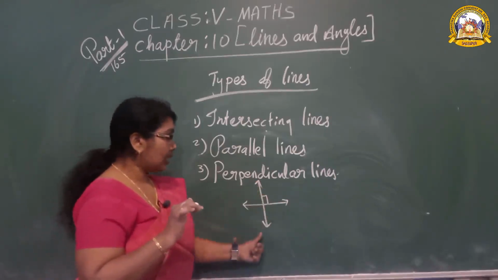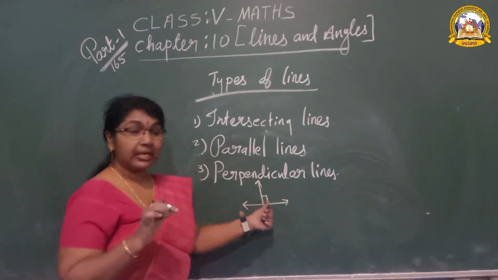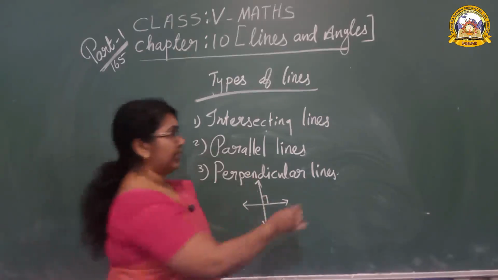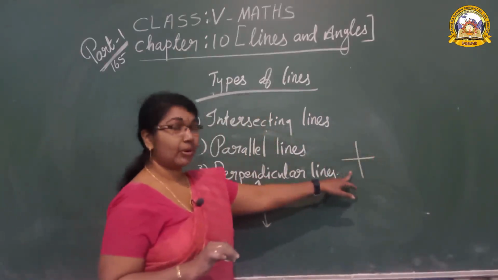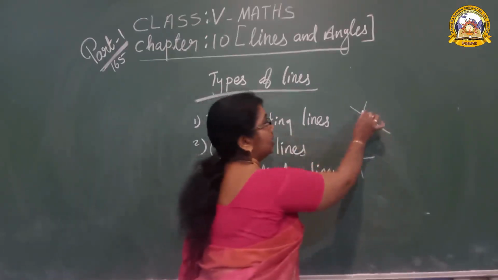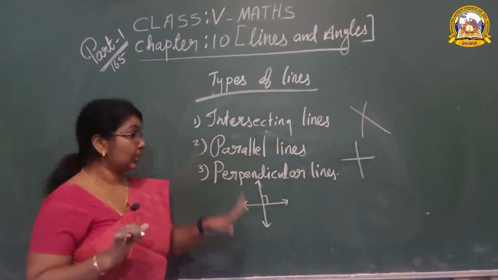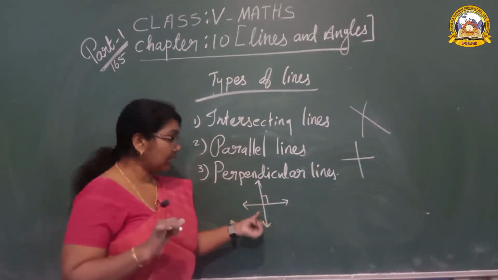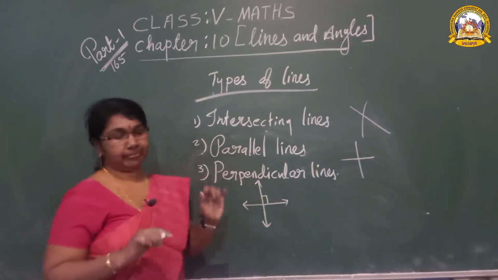Once more, two lines cross each other or intersect each other at right angles. Such lines are called perpendicular lines. Example, the addition symbol. This is an example of perpendicular lines. This is not a perpendicular line, because this angle does not form a right angle. Once more, what do you mean by perpendicular line? Two lines intersect and form right angles. Such lines are called perpendicular lines.